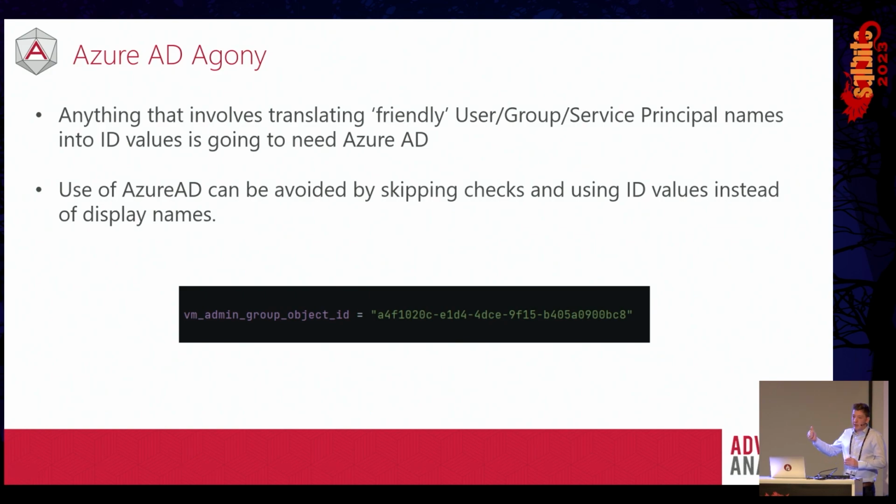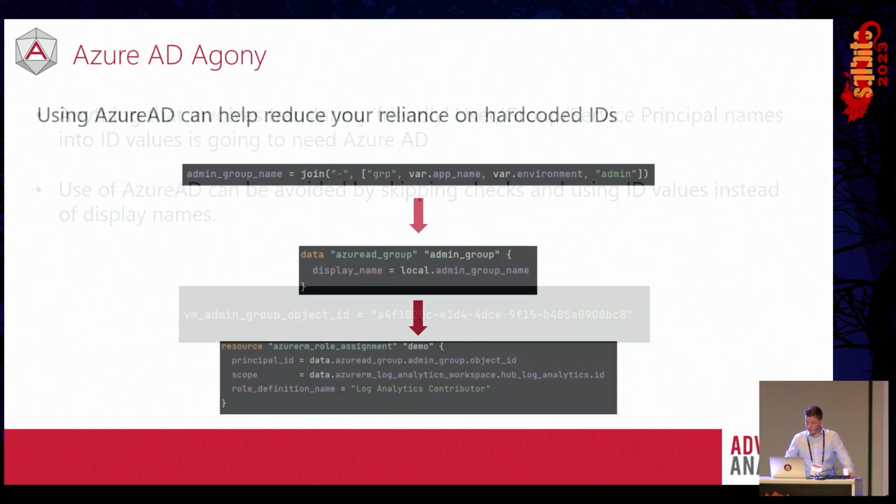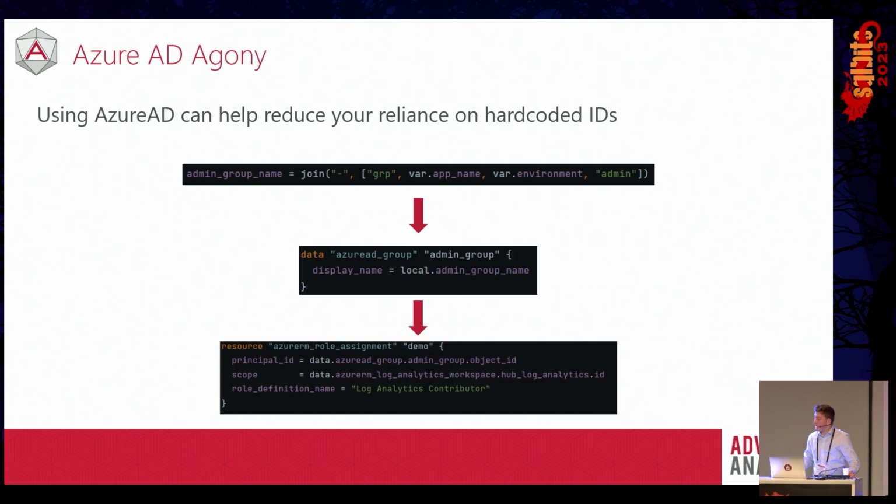And whilst that's machine readable, to me, as a Terraform developer, that's absolutely useless. I'm going to have a variables file full of GUIDs, and it's going to tell me absolutely nothing about what group is actually being given access. I'm going to have to go and paste that into the Azure portal. So Azure AD agony, the solution is to rely on Azure AD. Use it explicitly. Don't just use the hidden Azure RM dependencies.